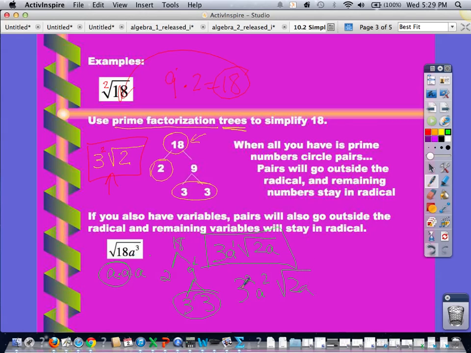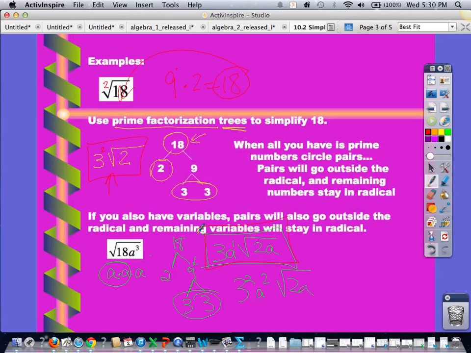3 squared is 9, A squared is A squared, times 2 times A will make 18A cubed, okay? So you can check your answers. So this is my final answer. Let me make it red. Okay? That is my final answer on that one.